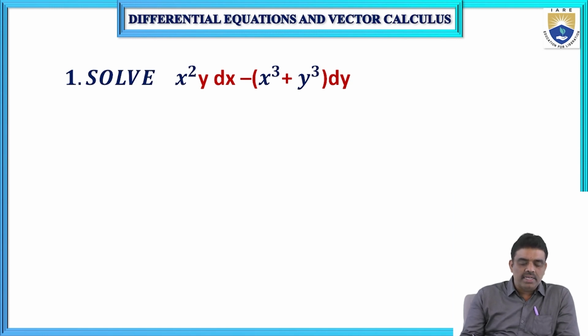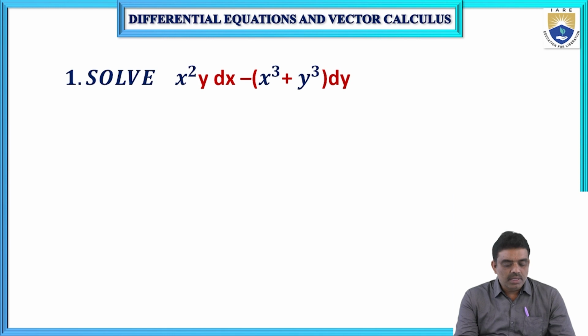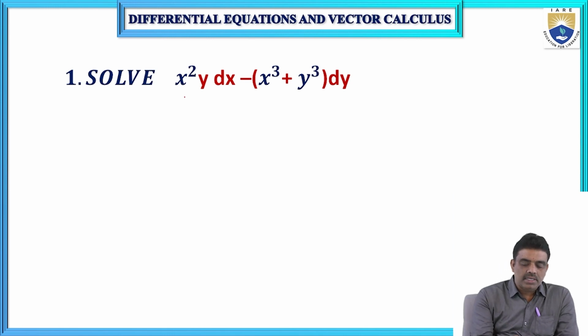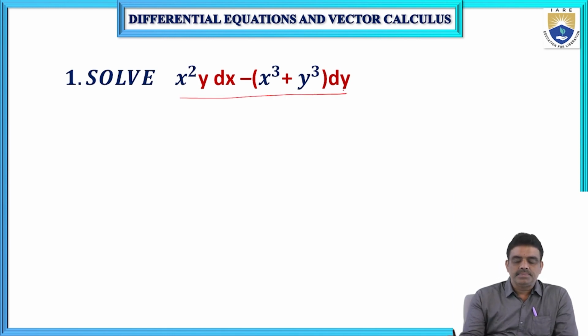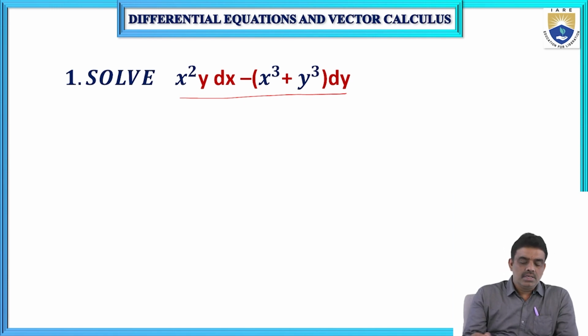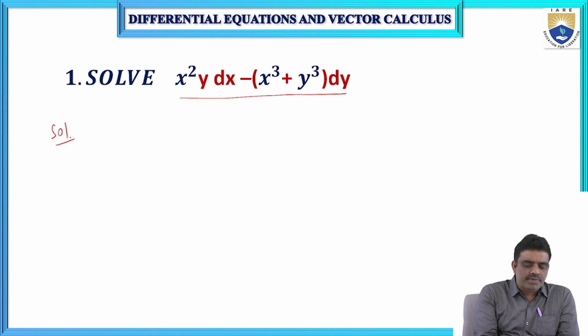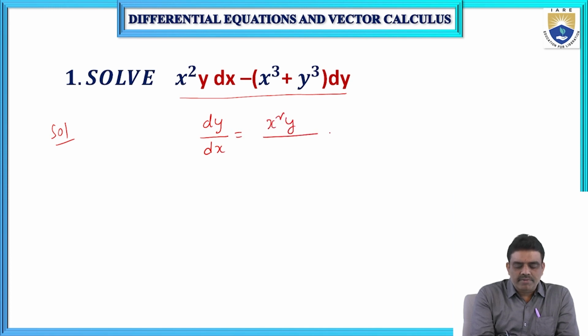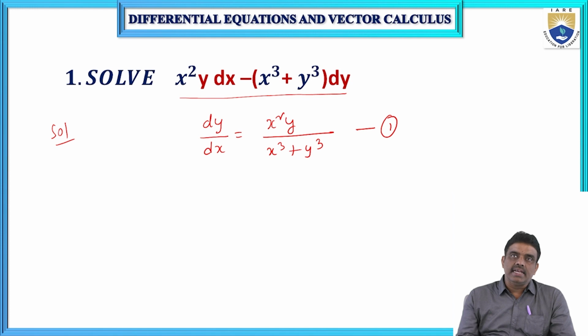Solve the differential equation. See the first problem. Solve the differential equation x square y dx minus (x cube plus y cube) dy. So clearly it is a first order and first degree differential equation, and moreover this equation can be written as dy by dx is equal to x square y by x cube plus y cube. So this equation is a homogeneous differential equation.